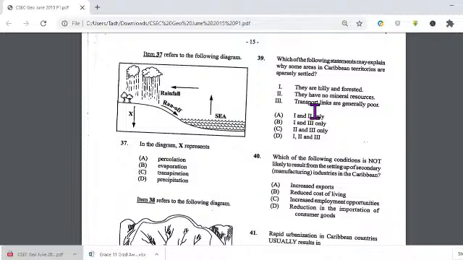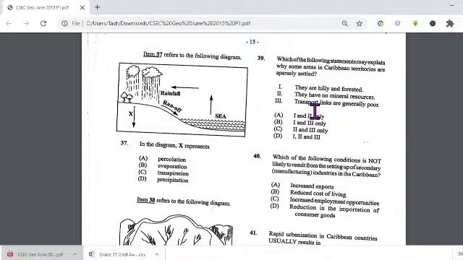Okay, Vedish. All right, so we are at number 39 and we're looking at the responses. I'm seeing some people saying B already. B is 1 and 3. Let us look at them. 1, they are hilly and forested. 2, they have no mineral resources. 3, transport links are generally poor.